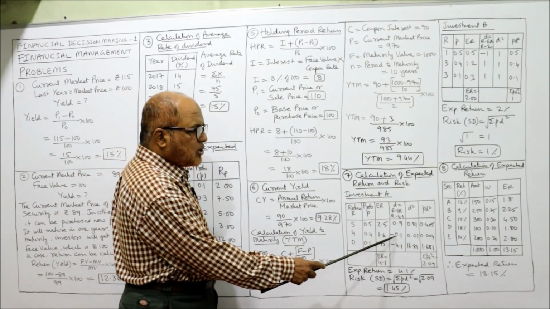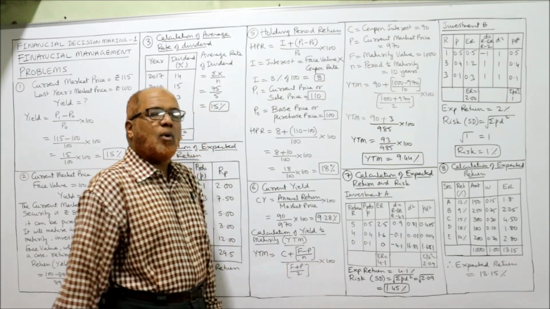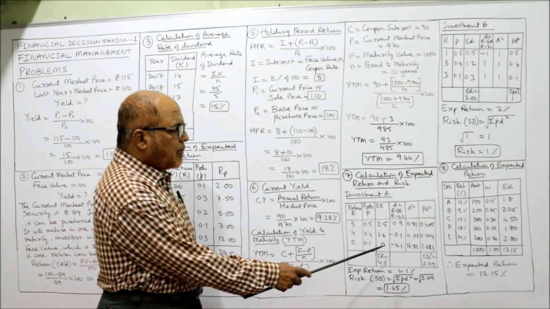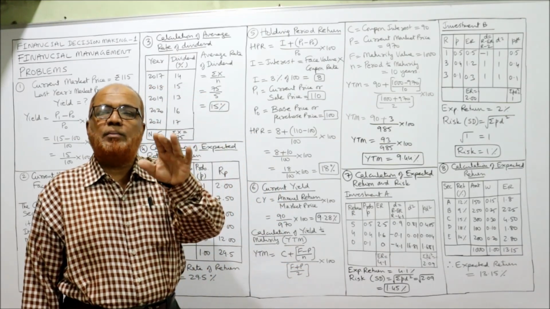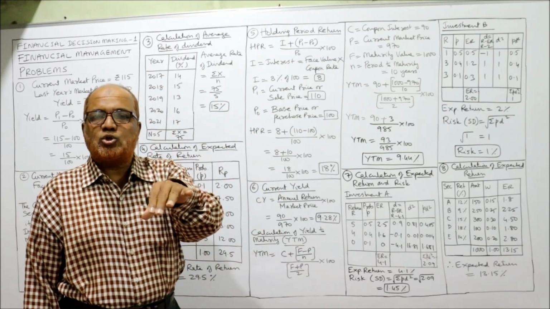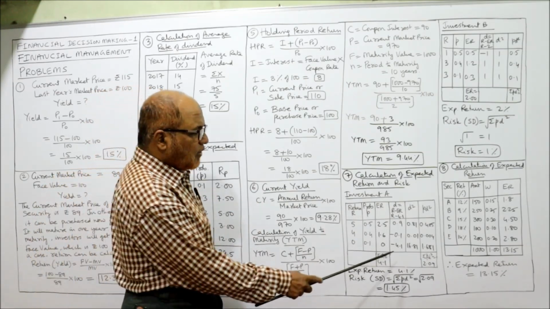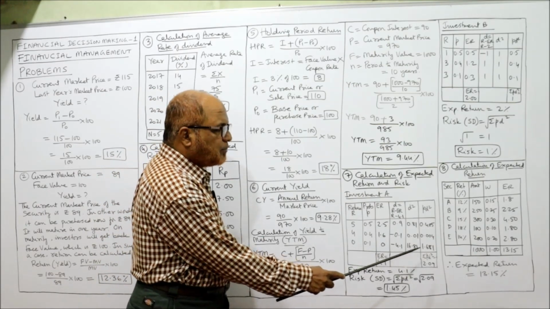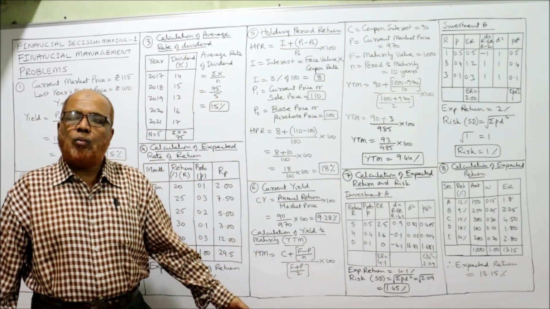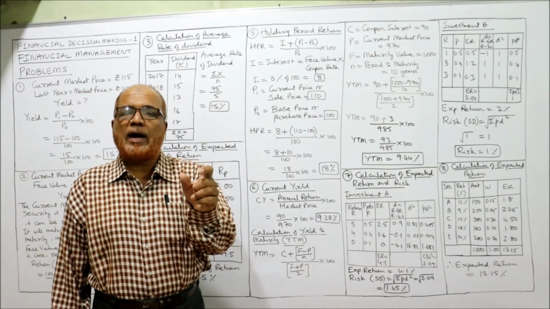Similarly, 0.1 into 0.1, you will get 0.01. Similarly, minus 4.1. When you square minus, it will become plus. Minus into minus will become plus. So 4.1 into 4.1, you will get 16.81. What you have calculated? D square.